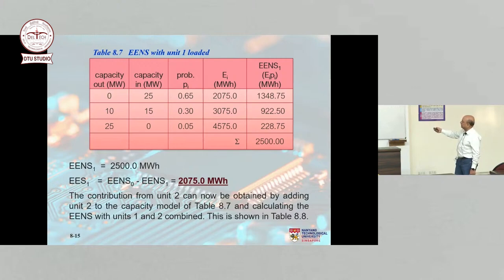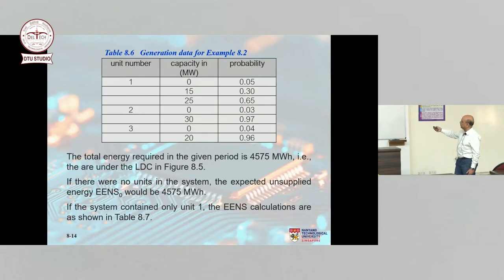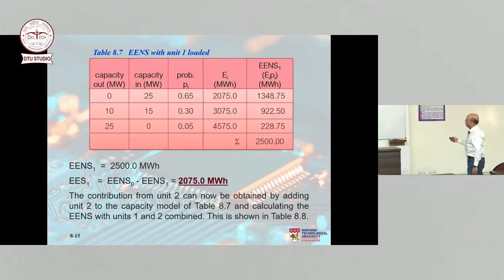So when you add the first generator, it has got 3 states. It's not a 2-state generator, right? That's what we saw, 3 states. So if it is operating at 25 megawatt, the probability is 0.65. If it is operating at a derated state, its probability is 0.3. And if everything is out, the probability is 0.05. So we'll have 3 states in the calculations.